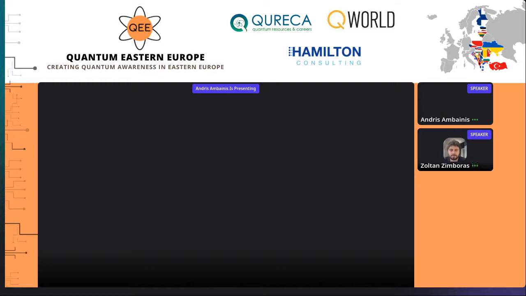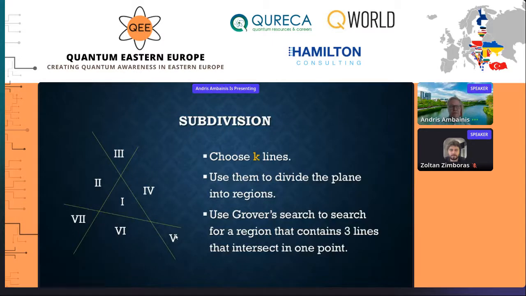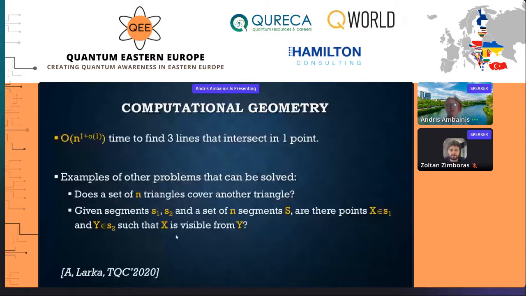Search for a region. We can find three lines that intersect in one point in time that is almost linear.